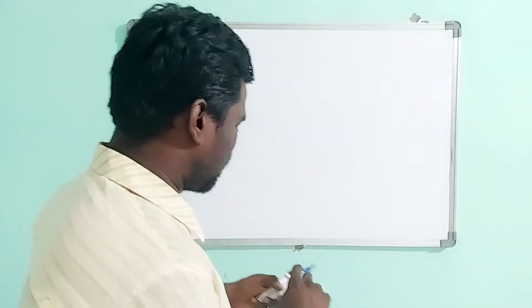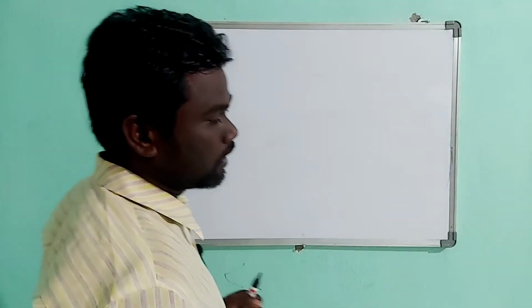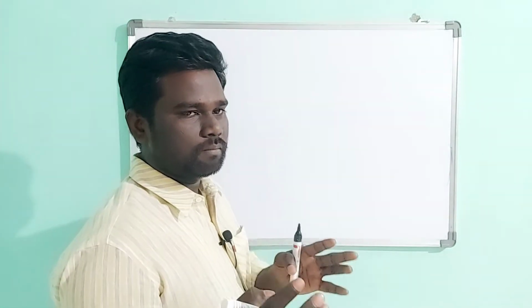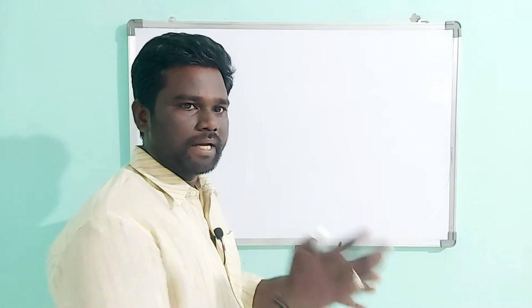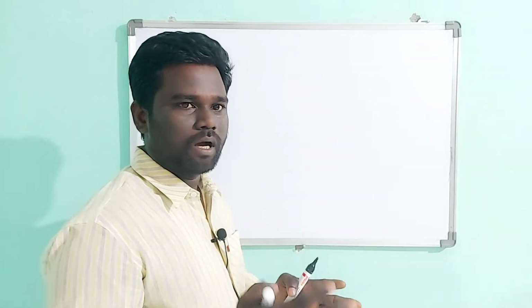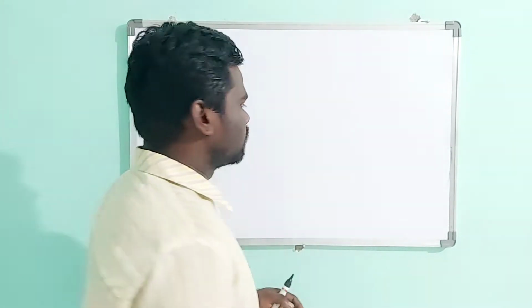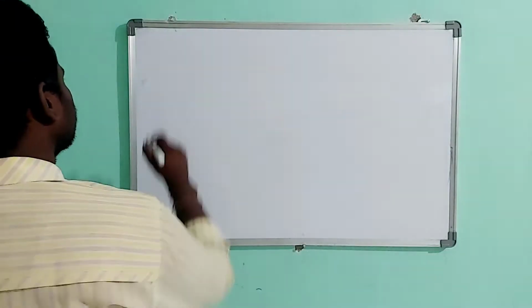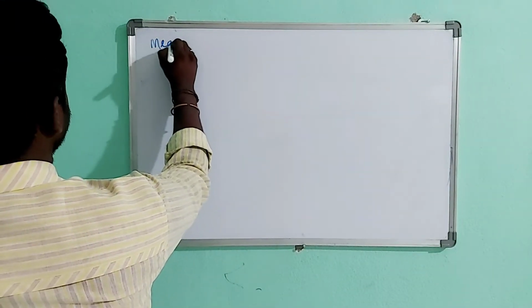Straight away, first of all I am going to discuss the main definitions of a median, altitude and perpendicular bisector. So the first one is median.